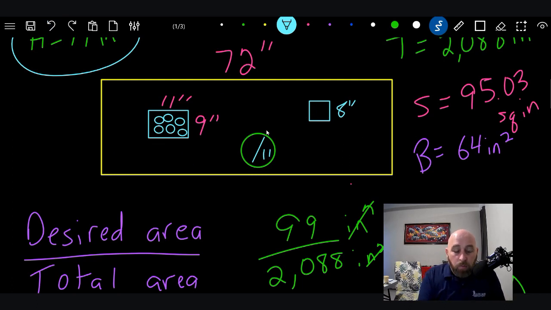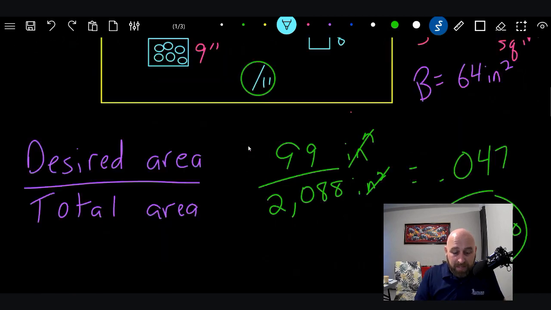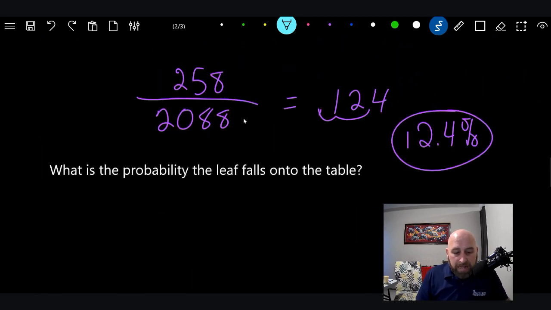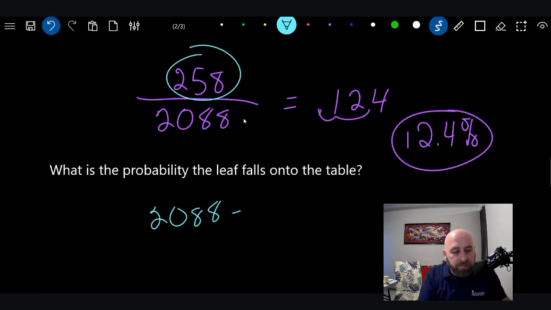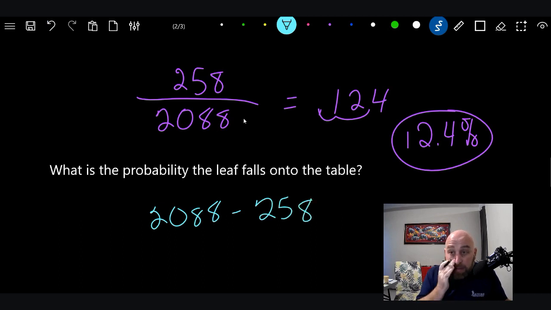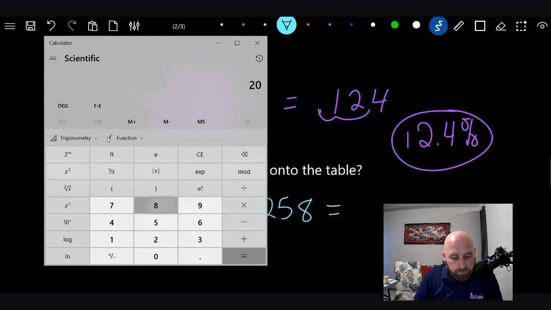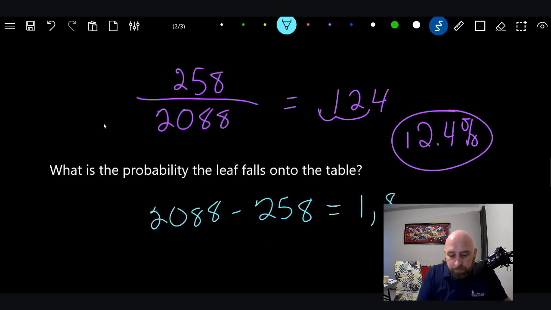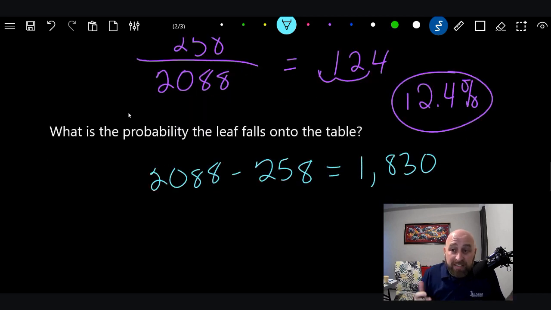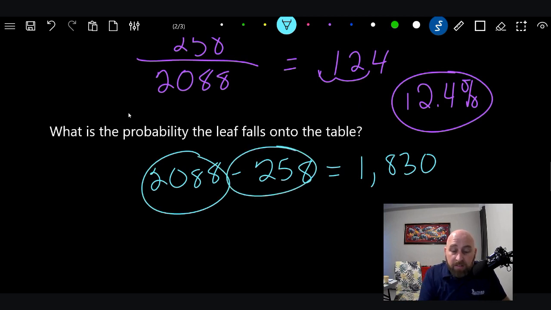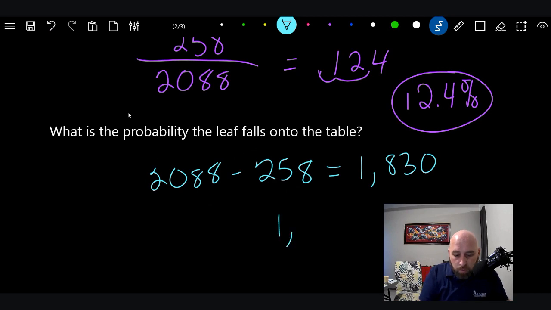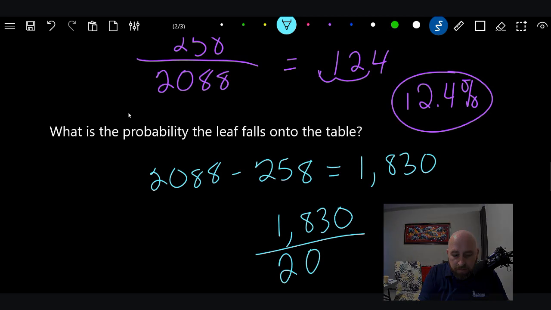So we've got to think about this. What we need to do is take the total table, which is the 2088, and subtract the burgers, the salad, and the beans. And that will give us how much space is desired over the total space. So 2088 minus our 258, which is our burgers, our salad, and our beans combined. And that gives us 1,830. So 1,830 is the desired, because that is our total table minus the bad ones that we don't want it to fall in. So the desired is 1,830 over the total table, which is the 2088.